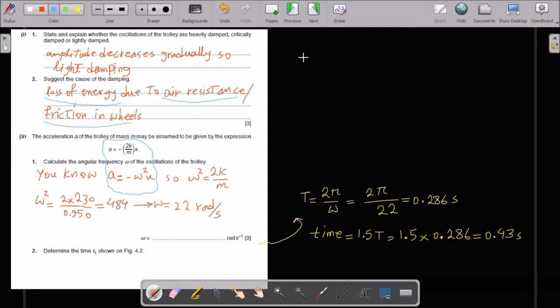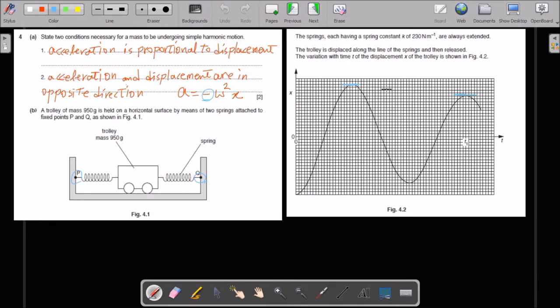Part 2, determine the time t1 shown on figure 4.2. Okay, t1 is here. From the first point when time is zero to nearly this point, it is one complete cycle, and this is half a cycle. So in total, t1 is 1.5 time periods, because from here to here is one complete time period, and from this point to t1, it is half a time period. So if you add them, t1 will be 1.5 time periods.